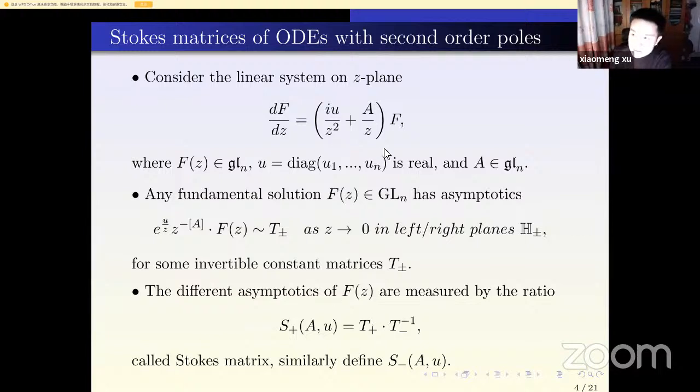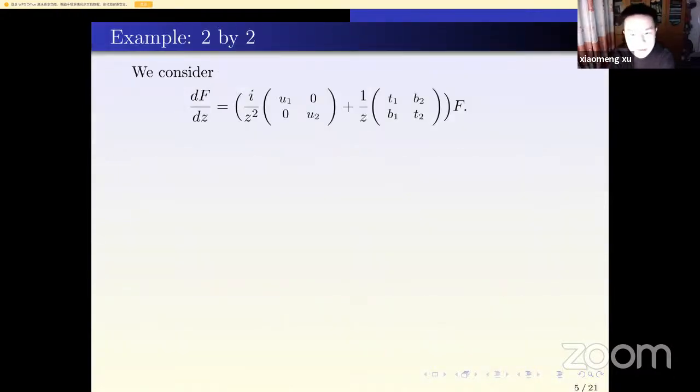So note that our linear system depends on the choice of diagonal matrix U and a matrix A. Therefore, the Stokes matrices S plus, S minus will depend on U and A. In other words, Stokes matrices measure the jump phenomenon of the asymptotics of the solution F(z) at the essential pole. So let's see an example in the 2x2 case, how things work. In this case, we have such a linear system.